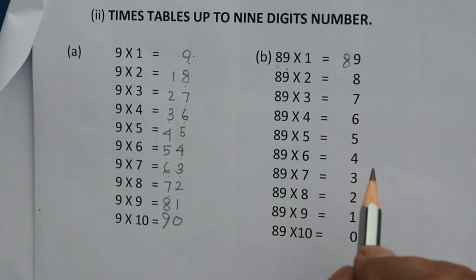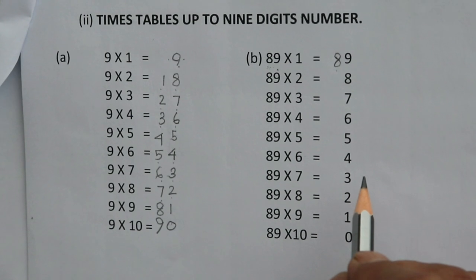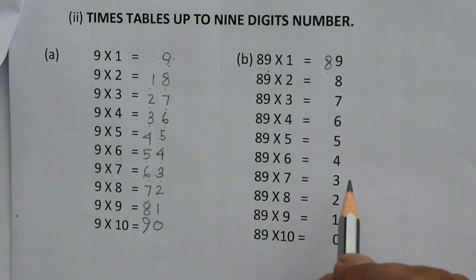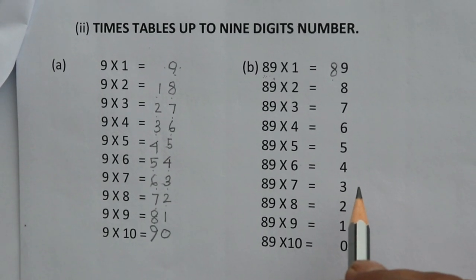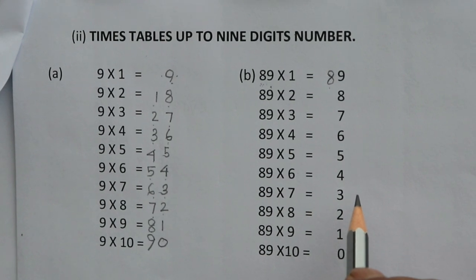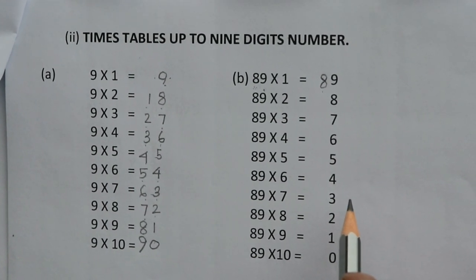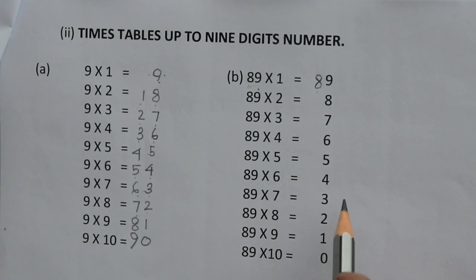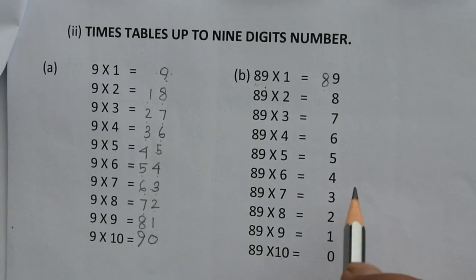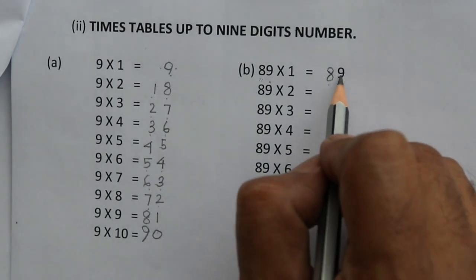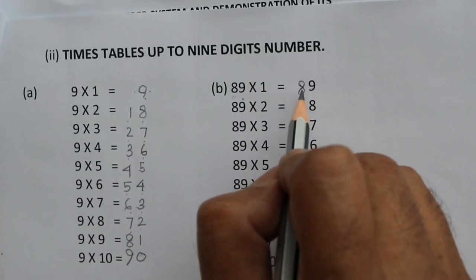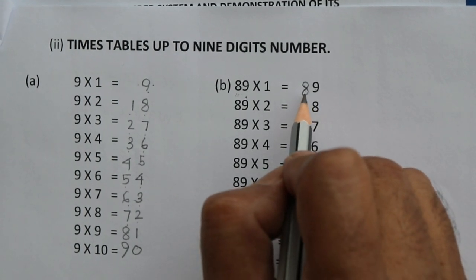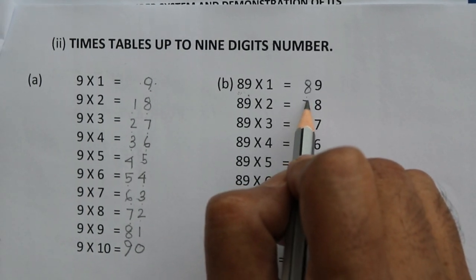The tens place of the multiples of the number is determined by the skip counting of the digit in the tens place of the number, with one additional rule: if the digit in the ones place of the multiples is less than the digit in the ones place of the number, then one more is added to the skip counting. 8 is less than 9. 8 plus 1, 9. Plus 9, minus 1. 8 minus 1, 7.